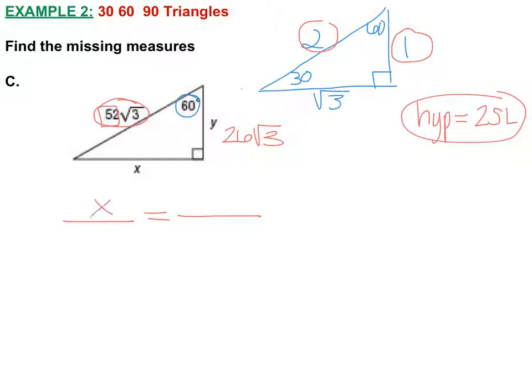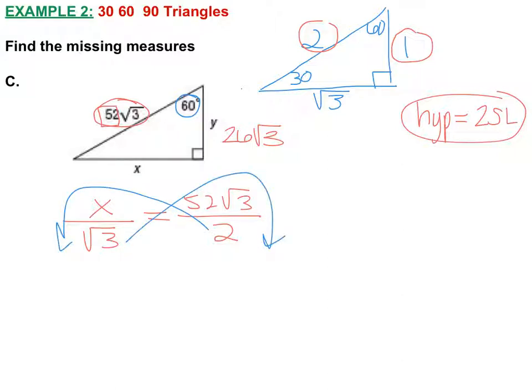So we know we need x. Its reference side is the square root of 3. And then we're going to start with the value that we were given, so 52 square roots of 3. And its corresponding part is 2. And then we can use the cross multiplication, because it's a proportion, to solve our problem. So we're going to end up with 2x is equal to 52.